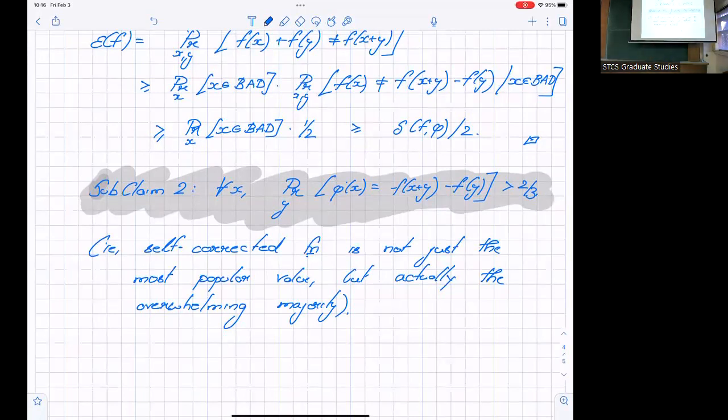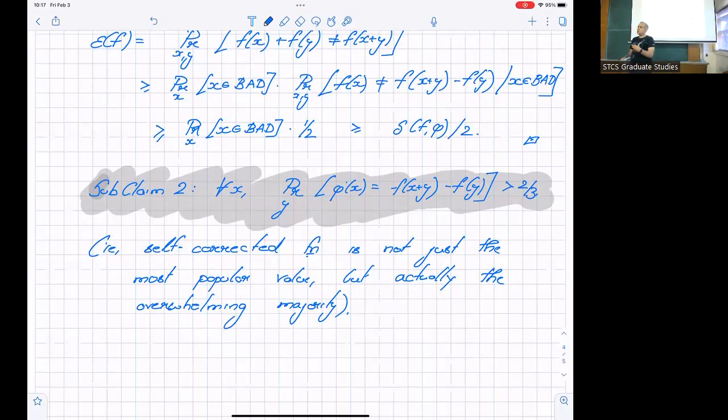How does one expect to prove such a statement? Why is this kind of statement true? We see it in the proof of it, but why should such a statement be true? How are we defining phi? Phi is defined by the vote given by different y's for every x. You're picking the most majority value or the most popular value here.